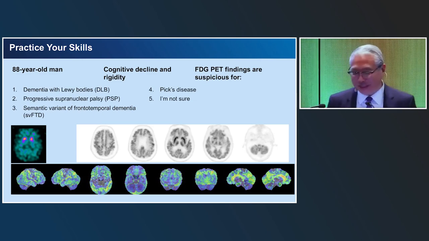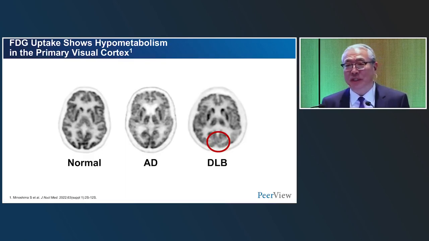Findings-wise, it's very similar to Alzheimer's changes, including the posterior precuneus, but there is also the medial occipital lobe. It's the primary visual cortex, which is affected in dementia with Lewy bodies. If you take a look at the transaxial scan, the primary visual cortex, the medial aspect of the occipital lobe, is relatively preserved in AD, but it's actually decreased in DLB.